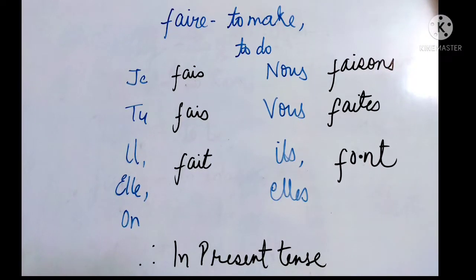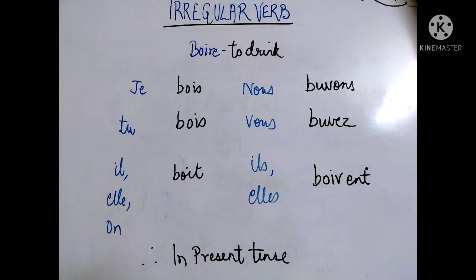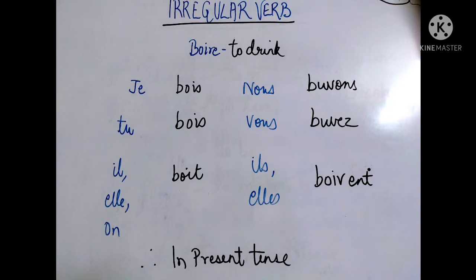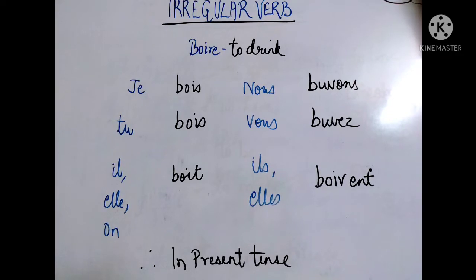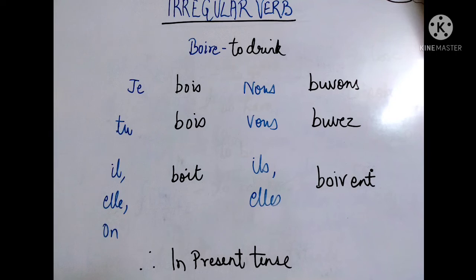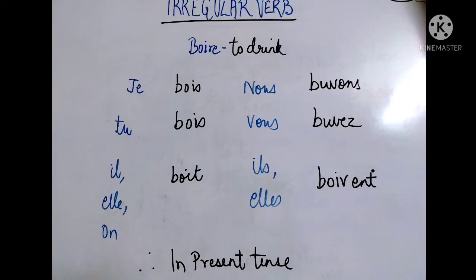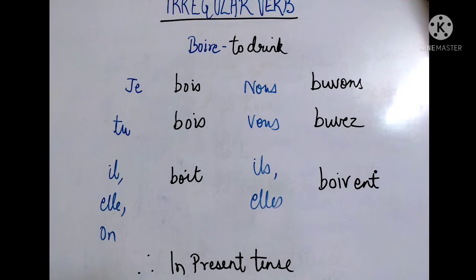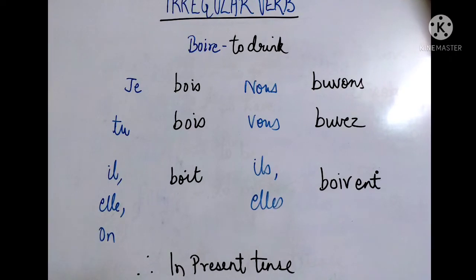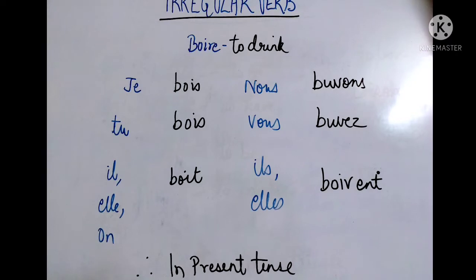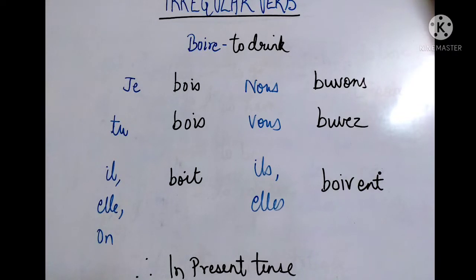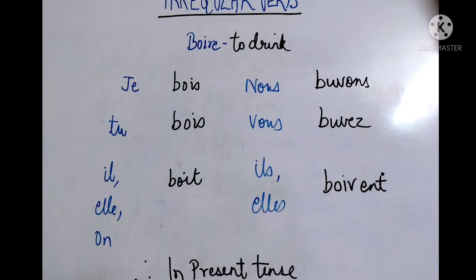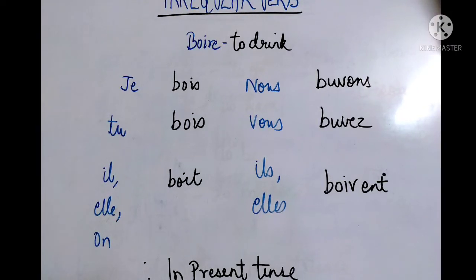Okay, let's move to another verb, boire, which means to drink. Similarly, we are going to do the conjugation for boire in present tense. Je bois. It means I drink. Tu bois. Il boit. Nous buvons. Vous buvez. Ils boivent.